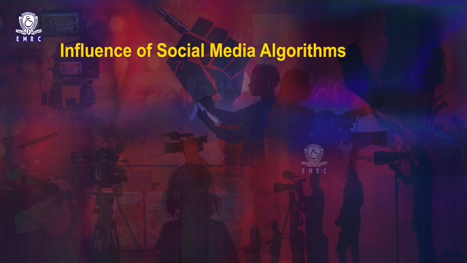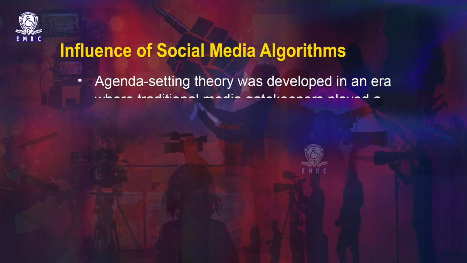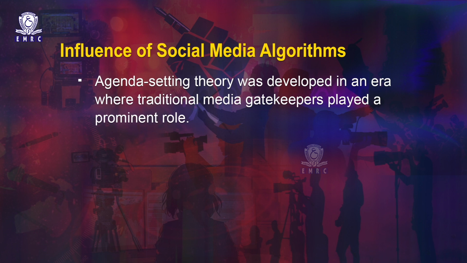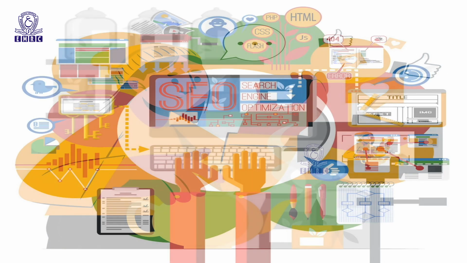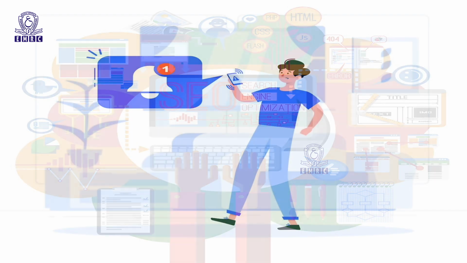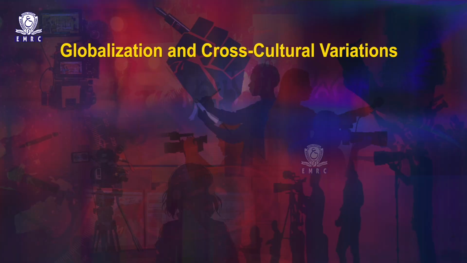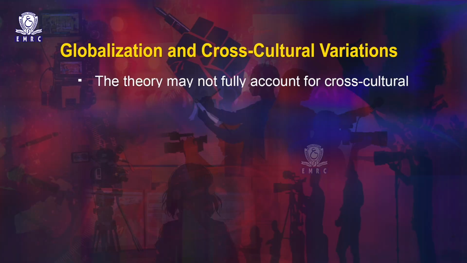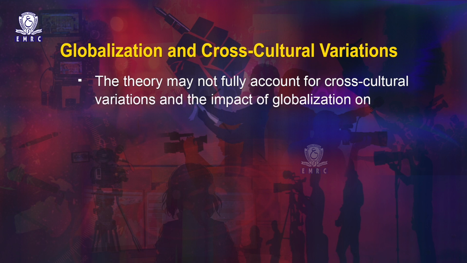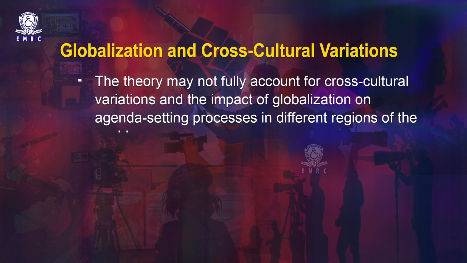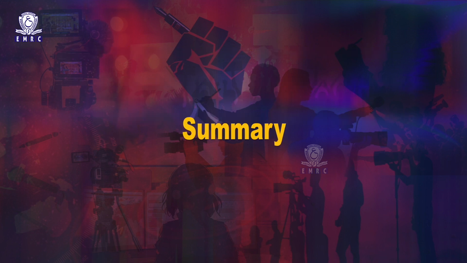Dynamic media landscape. The rapidly evolving media landscape, with the emergence of new technologies and platforms, poses challenges to traditional agenda setting models. The dynamics of social media, user-generated content, and algorithmic curation require a more nuanced understanding. Influence of social media algorithms. Agenda setting theory was developed in an era where traditional media gatekeepers played a prominent role. In the age of social media, algorithms also play a significant role in content distribution, potentially shaping public agendas in ways not fully addressed by traditional agenda setting models.